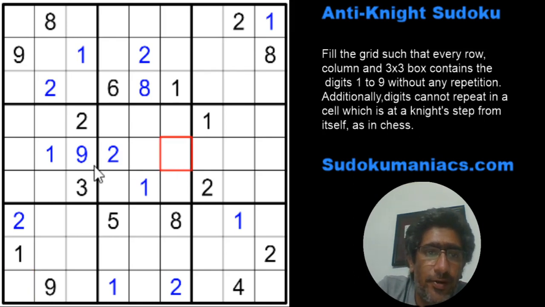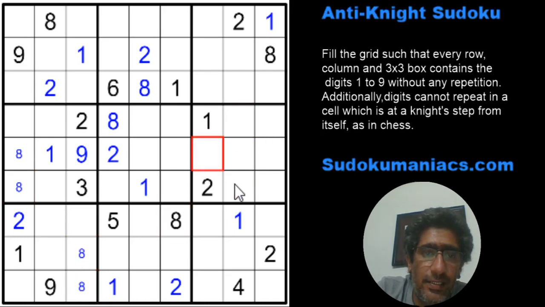Good progress. 8, 8. 8 has to be in these two cells. But this cell is at a knight step. So I can blindly place the 8 here. Right? So this is an 8. This is an 8. 8 cannot be here. This is an 8. This is an 8. 8 cannot be here. It cannot be here.